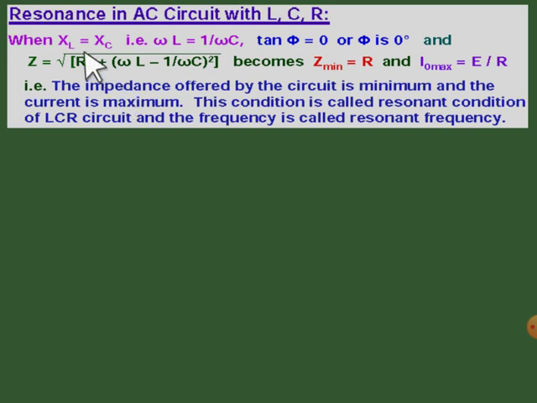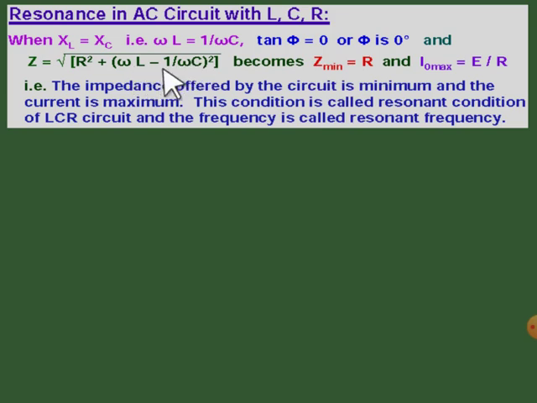That happens only when XL is equal to XC, and this condition we call the resonance condition. So if the impedance offered by the circuit is minimum, in that case what happens? Z will be equal to R. Z minimum is nothing but the impedance. Okay, the impedance is minimum, then it will be equal to R.